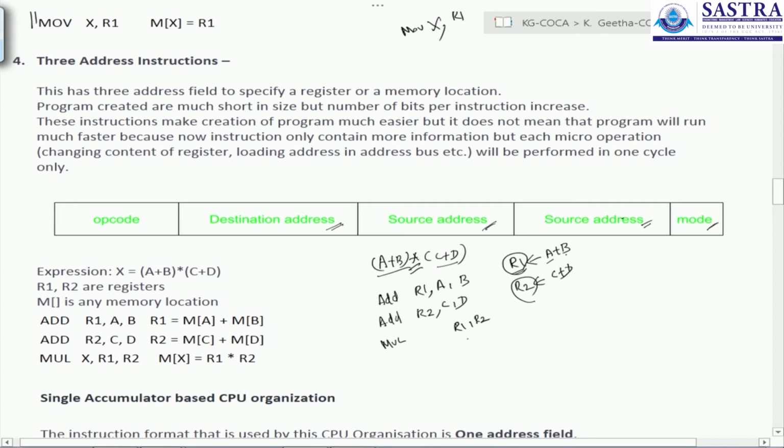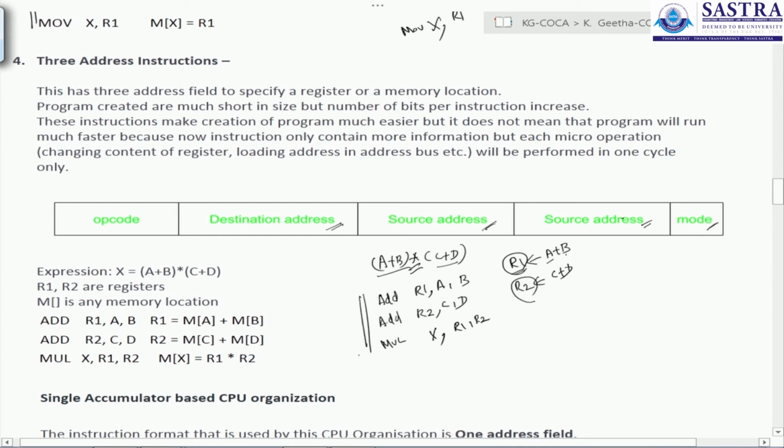Now if I want to have a separate location in the memory to store the result, that address can also be given here. So if I just say like this, what will happen? R1 final content and R2 final content will be multiplied, and the final outcome of the whole expression is going to be made available in X. Now if you just see this example, we have only 3 lines to complete the code.